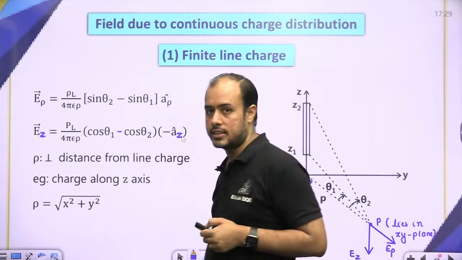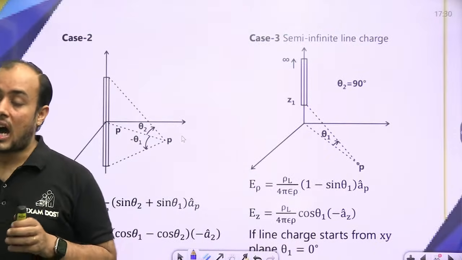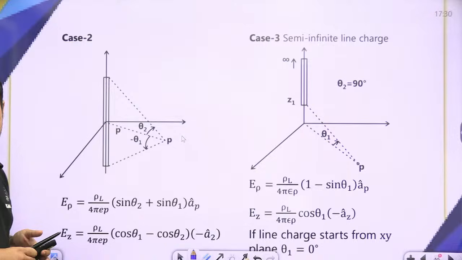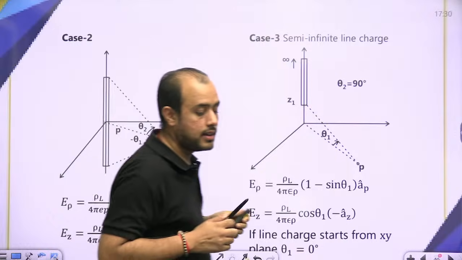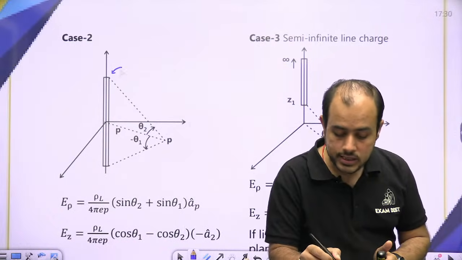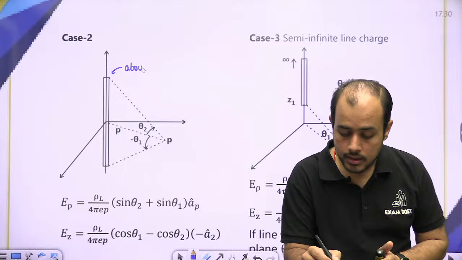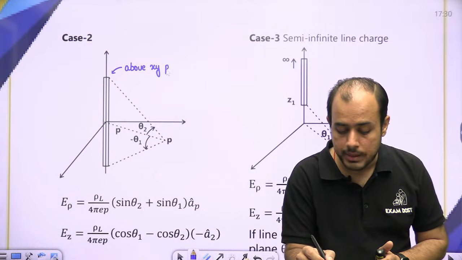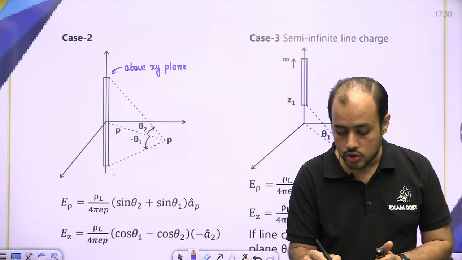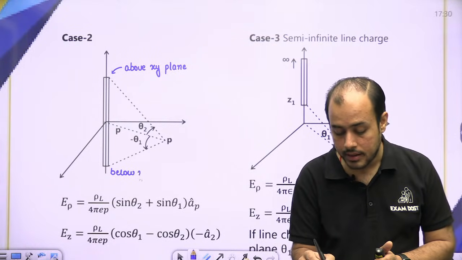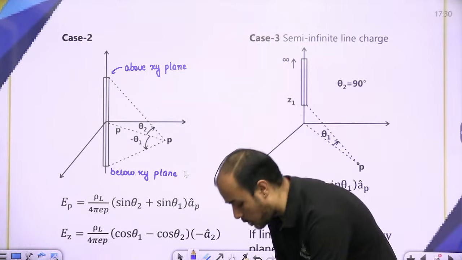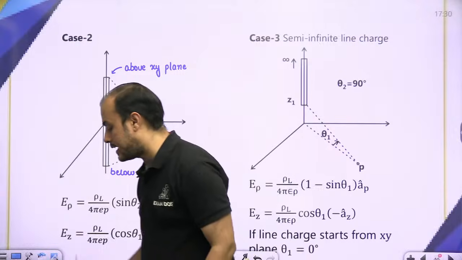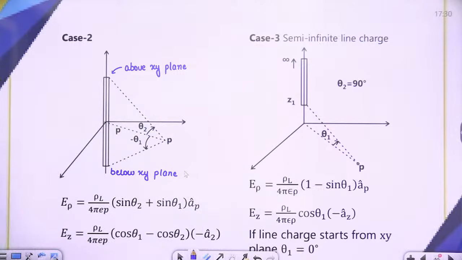This is important, beta, this formula is important. Now how many cases can we derive from this? Suppose one end is above the XY plane, so this end is above the XY plane, but the lower end is below the XY plane. The other end is below the XY plane. So now what we will do is, we will take θ2 as positive but θ1 as negative. We will take θ2 as positive, beta, and θ1 will be taken as negative.